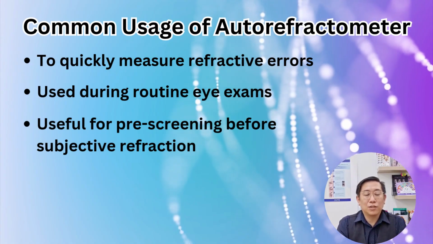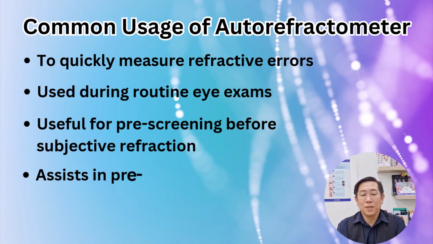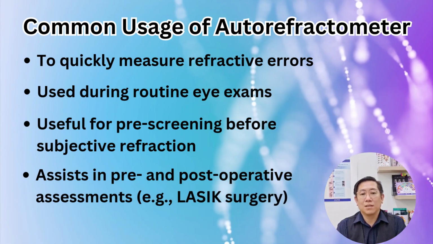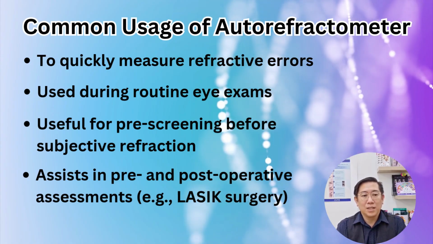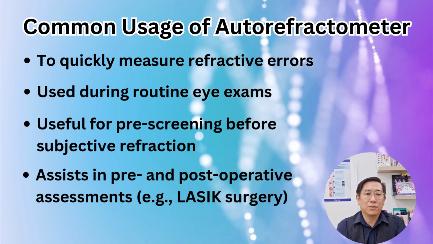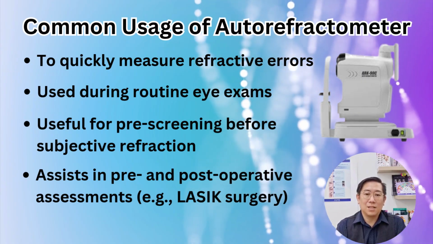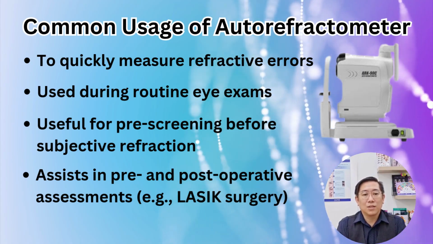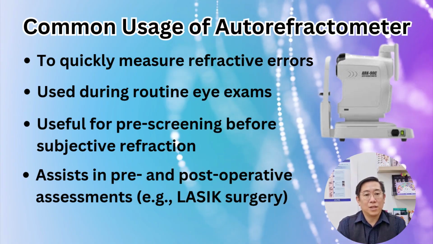In addition, the autorefractometer is often used in pre- and post-operative assessment, such as for patients undergoing LASIK surgery. It provides a reliable comparison of refractive error changes before and after surgery. Another important point is that many modern autorefractors are integrated with keratometers, forming what we call autorefractometers. These devices not only measure the refractive errors, but also analyze corneal curvature, which is useful for fitting contact lenses or assessing corneal health.